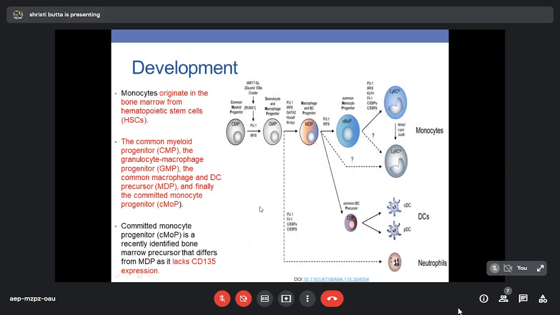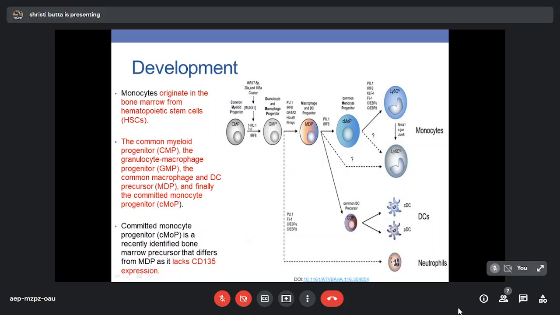Now let's look at the development. It's very interesting, trust me. Monocytes originate in the bone marrow from the hematopoietic stem cells. Look at this cell here, the common myeloid progenitor. These are the common myeloid progenitors, which differentiate into the granulocyte macrophage progenitor, that in the presence of PU.1.